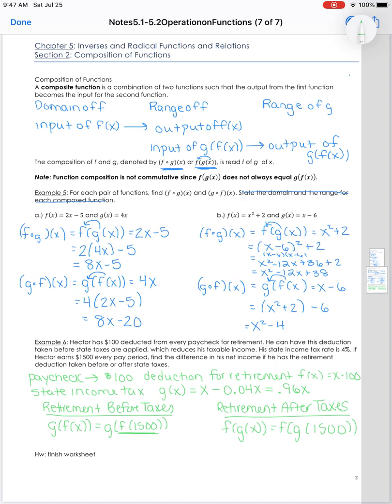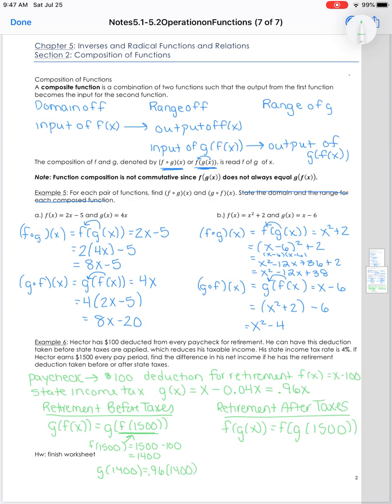Okay, and now it's saying he earns $1,500 every pay period. So that means your x value is going to be $1,500 because that's what his pay would be. So I'm going to sub that in. And now it's a matter of doing your composition of functions. Now, we're actually evaluating it. So we're going to evaluate the inside function first because we don't have to sub anything in. If you want to sub stuff in, you absolutely can do that.